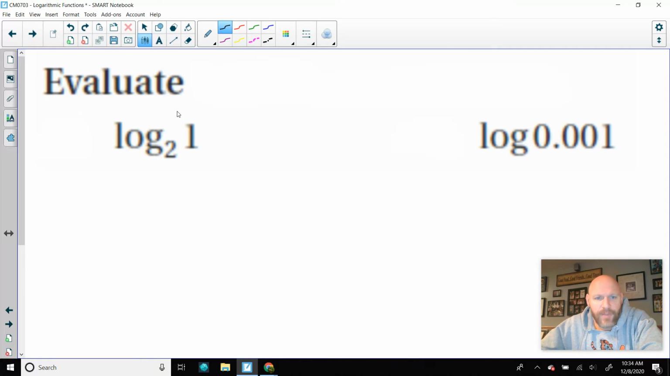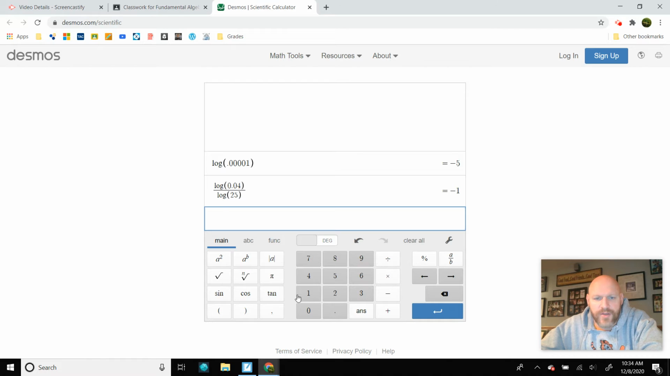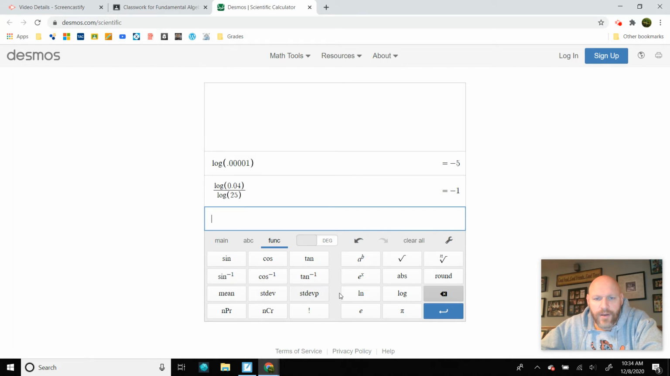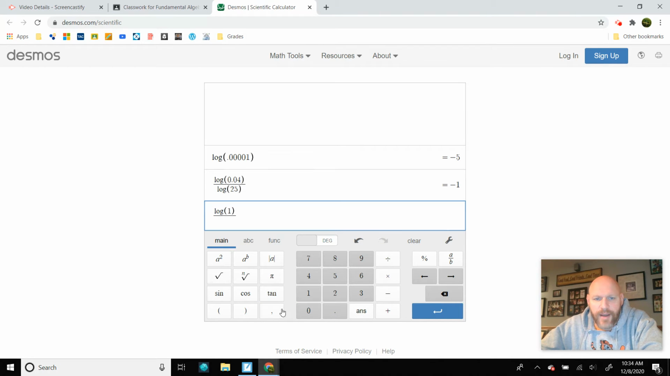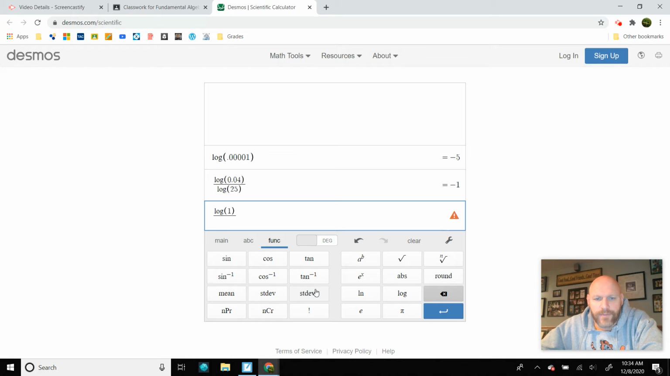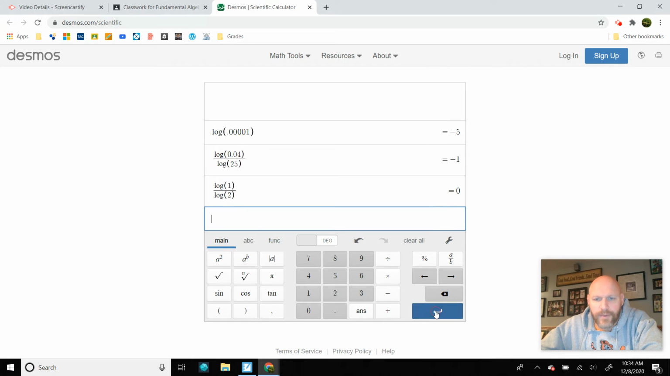Now we're looking at log base 2 of the number 1, and we have log of 0.001. We'll just type those right into the calculator like that. So this first one was the log of 1 divided by the log of 2. And the reason for that is you can't type a base into the calculator. In this case, it ended up being 0.